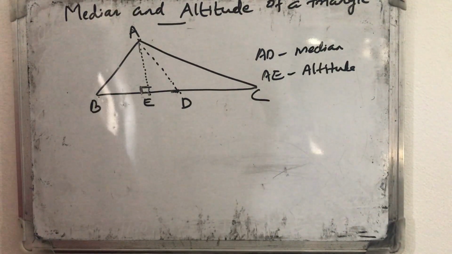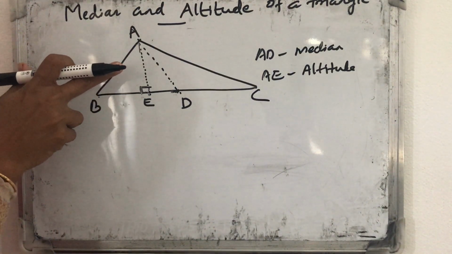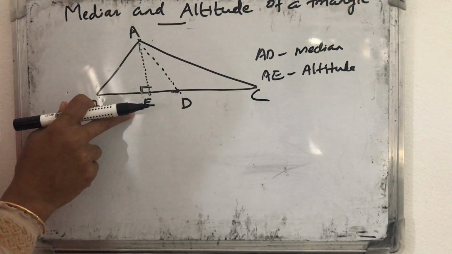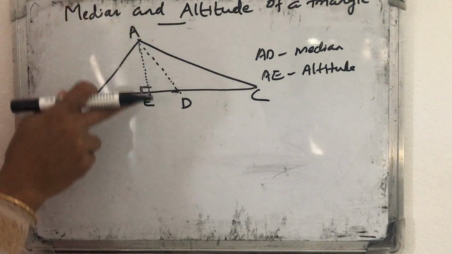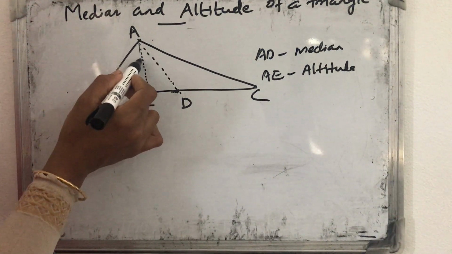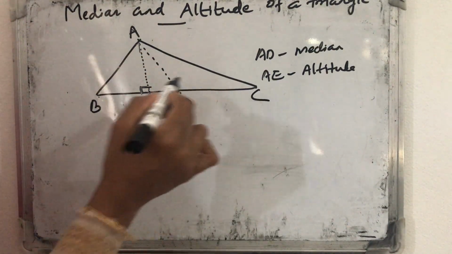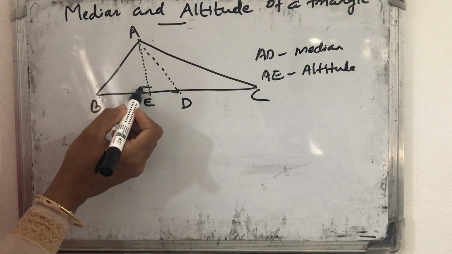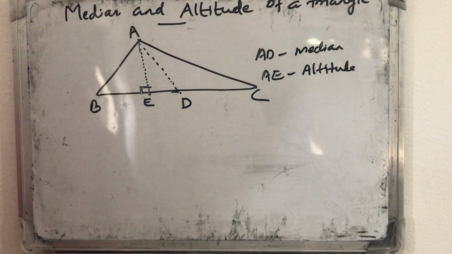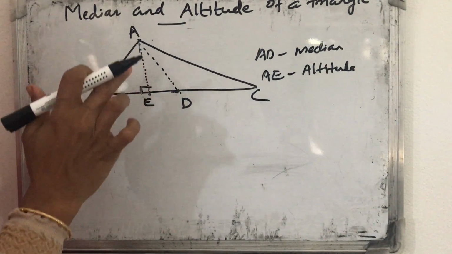Okay, so what is an altitude? It is a straight line that joins a vertex of a triangle with a point on the side opposite to it, and it is perpendicular to that side. So this line segment is perpendicular to BC. The line segment AE should be perpendicular to BC. That means this angle should be 90 degrees. Then that line segment is the altitude of this triangle. Okay, that is very important. So all of you understand the difference between median and altitude.